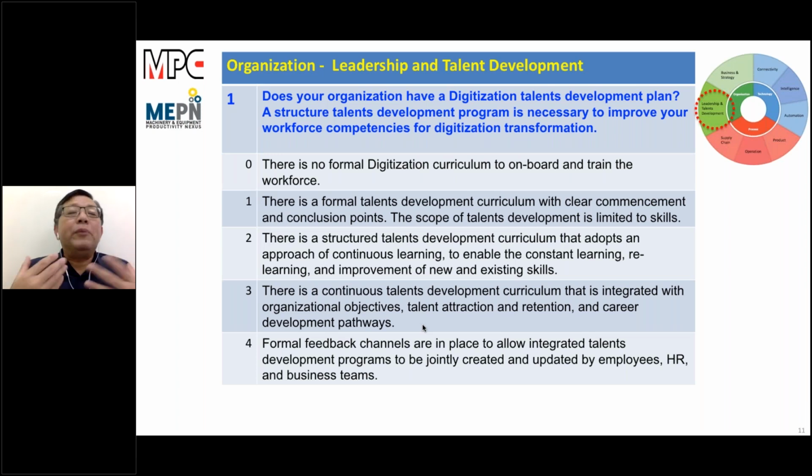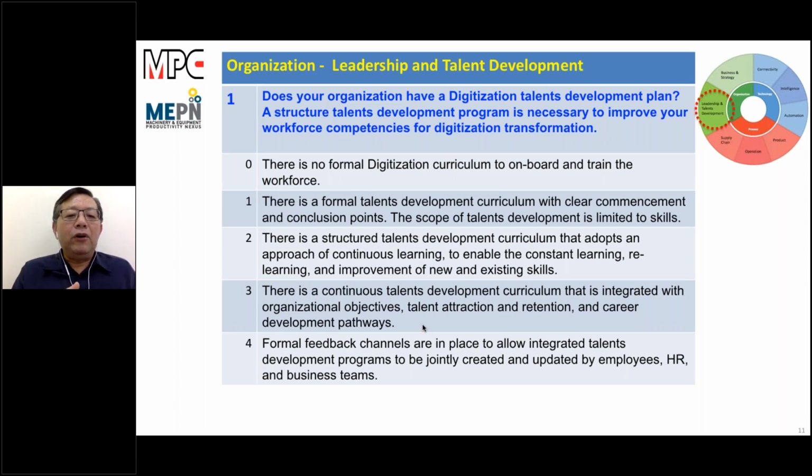To be very honest, I see multinationals are basically already at the number 3 level. Most of the time they already have a plan. But for SMEs, some medium or mid-tier companies have it, but for very small companies, only a small number have this.